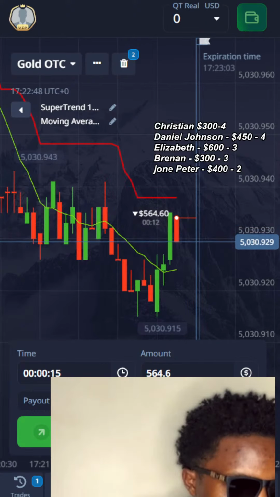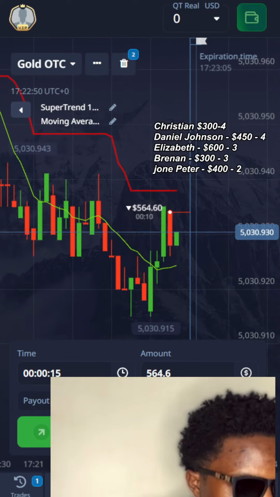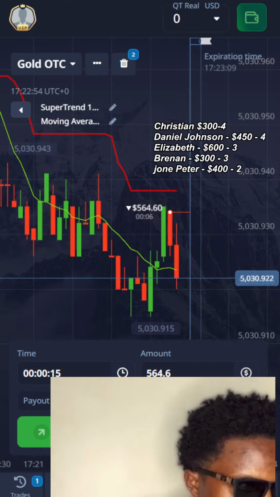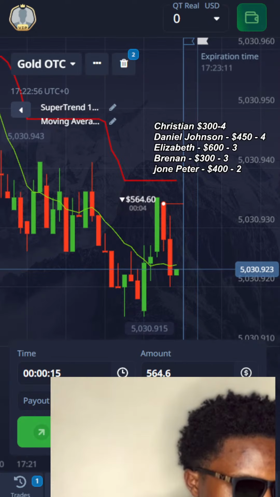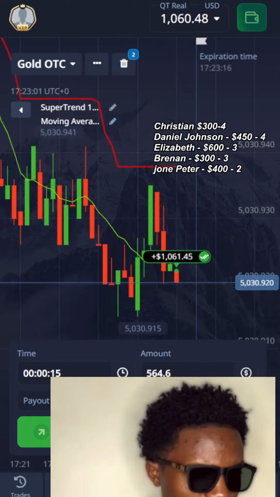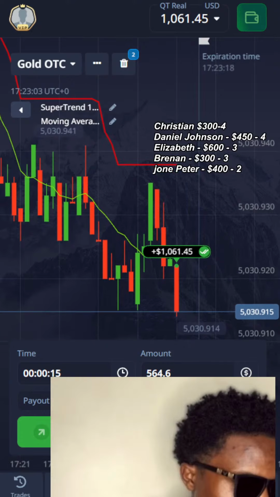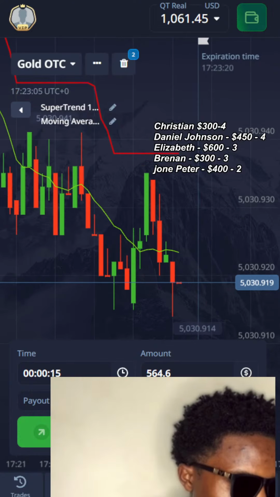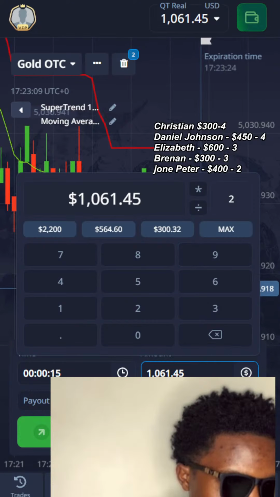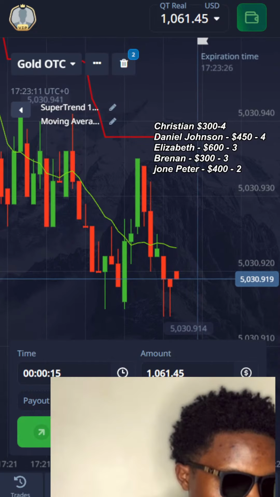I'll take another trade from there next to the super trend, and let's see how this one pans out. Oh wow, this one is a correct one. This is how we do it. Let's go. Wow, now we move on to the third attempt.